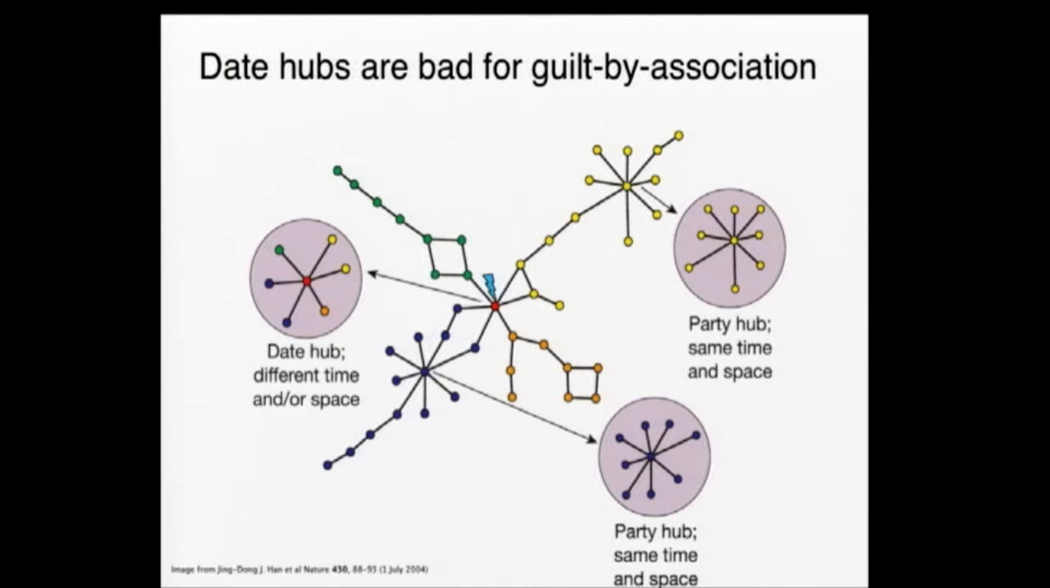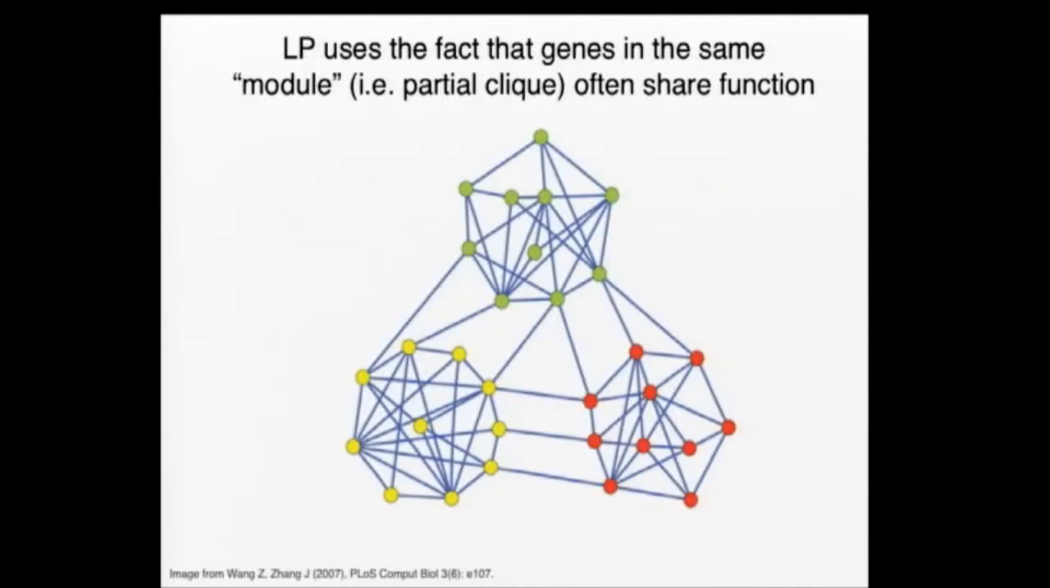The other thing is that nodes that all have the same label, genes that are all of the same function, tend to occur together in modules, these kind of partial cliques, where there's a lot of connectivity within the module and not much connectivity between the modules.